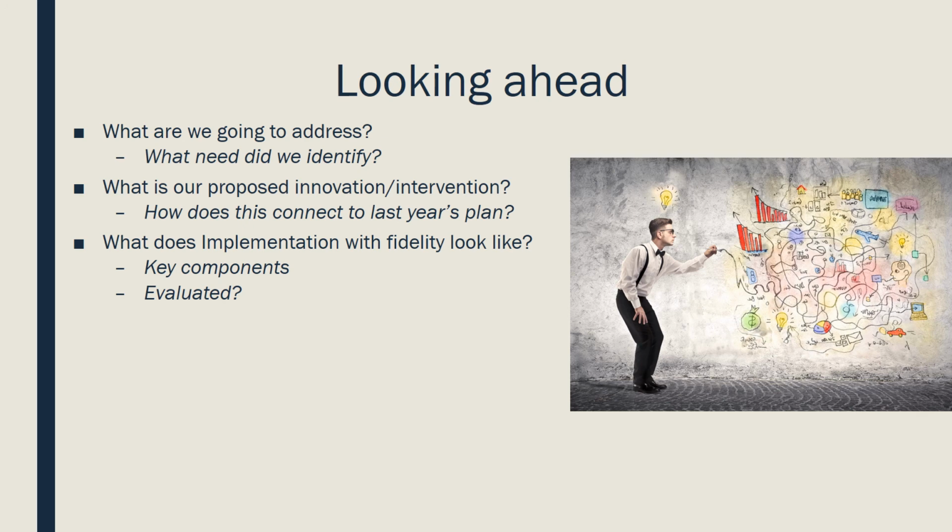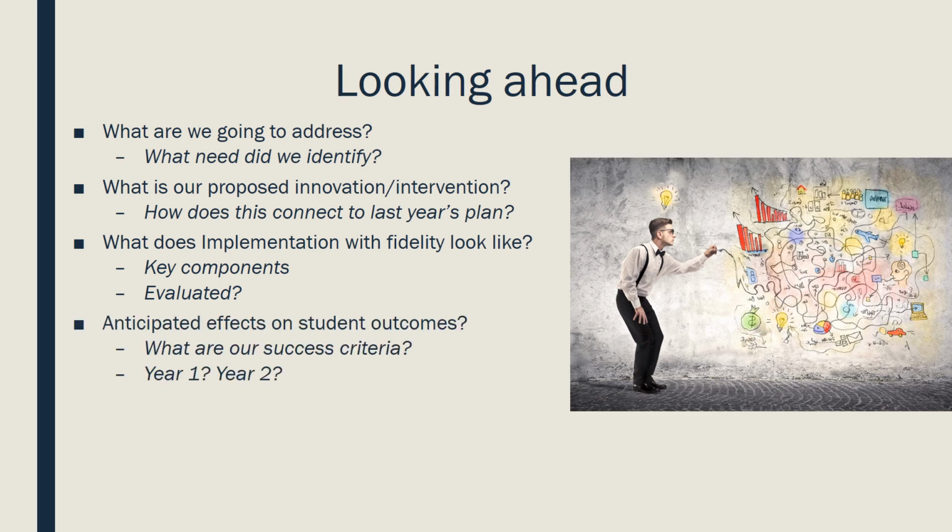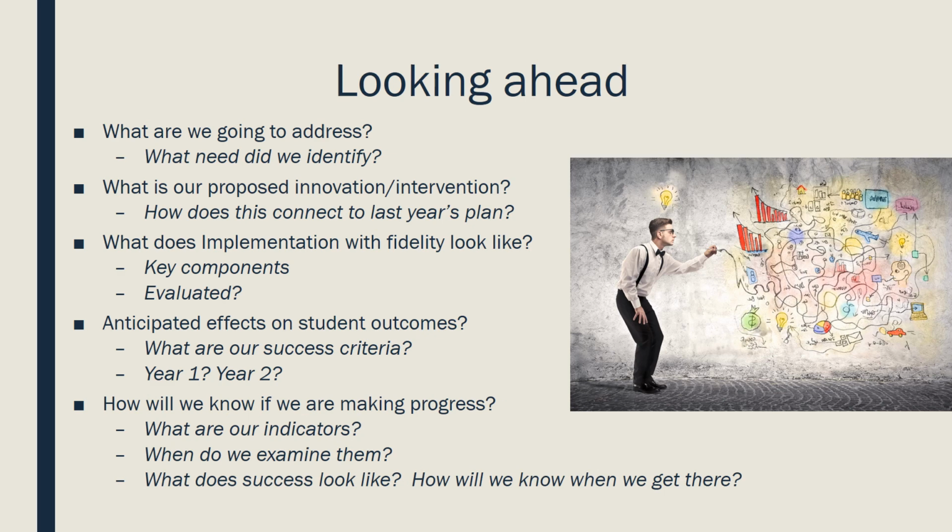What does implementation with fidelity look like? Can we identify the key components of fidelity? And how are we going to identify and evaluate whether or not those things are in place? What are the anticipated effects on student outcomes? So if we implement this thing that we're thinking about, what do we think is going to change? How do we define our success criteria at year one, year two? How will we know if we're making progress? What are our indicators? When do we examine them? Again, what does success look like, and how will we know when we get there?